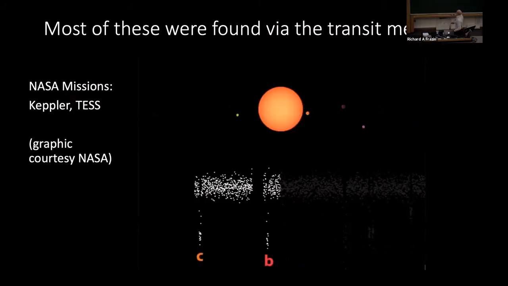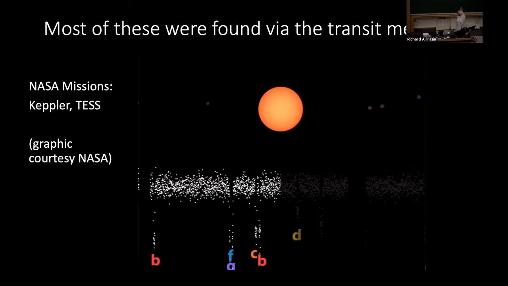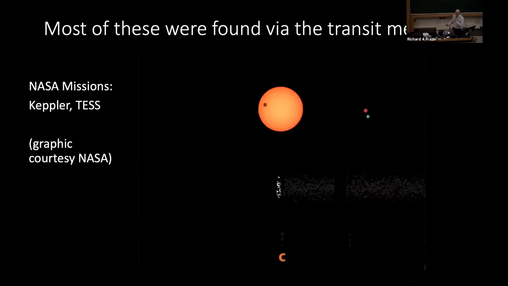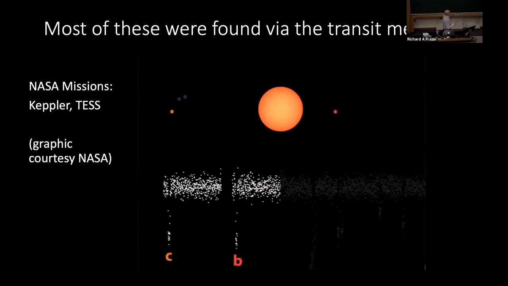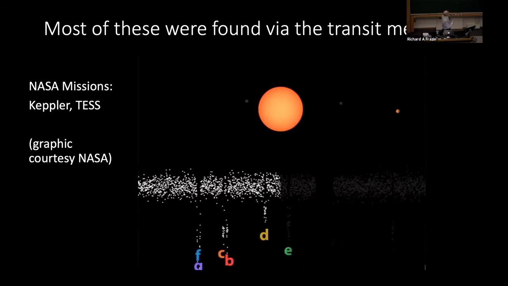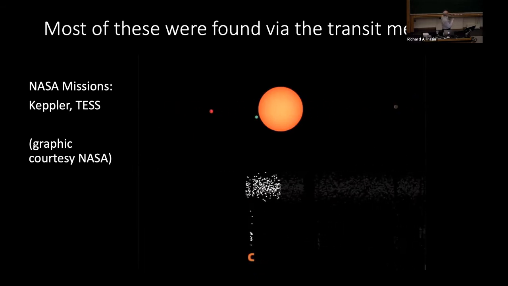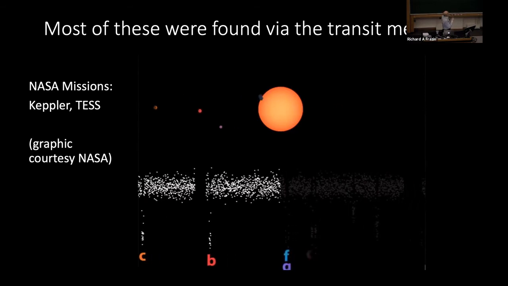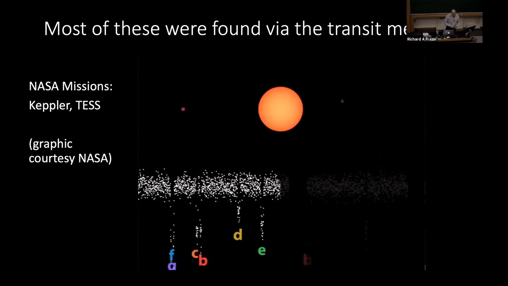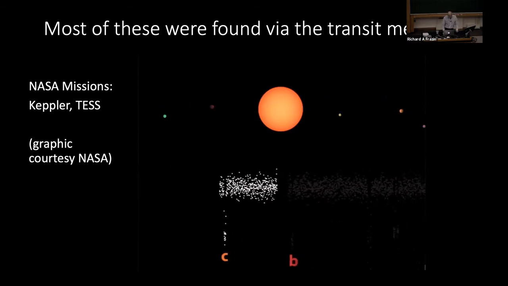So just to show you what's going on with the transit method, this is a graphic from NASA. Basically, the planet passes in front of the star and creates a mini eclipse. And down below, you see the photometric signal associated with the mini eclipse for the planets.